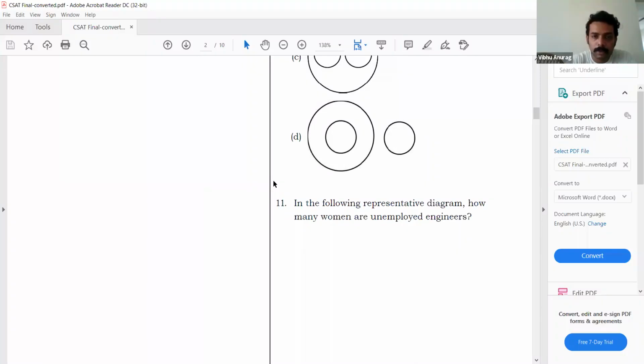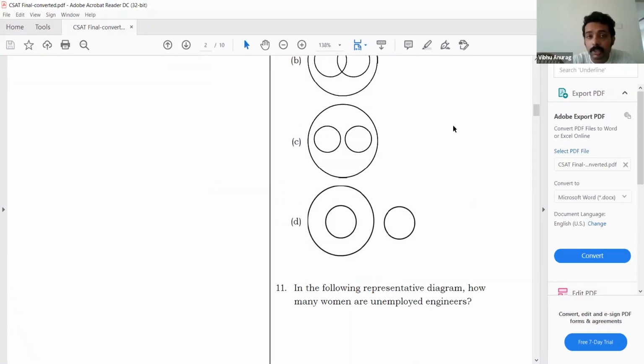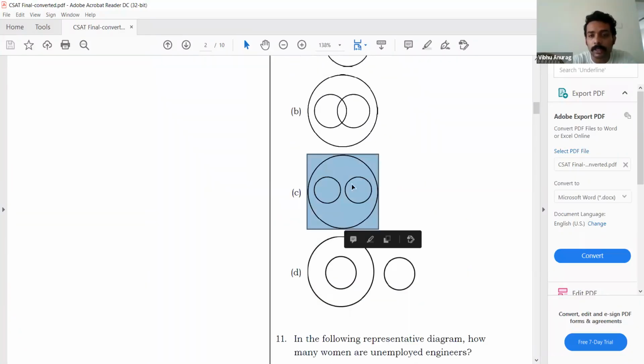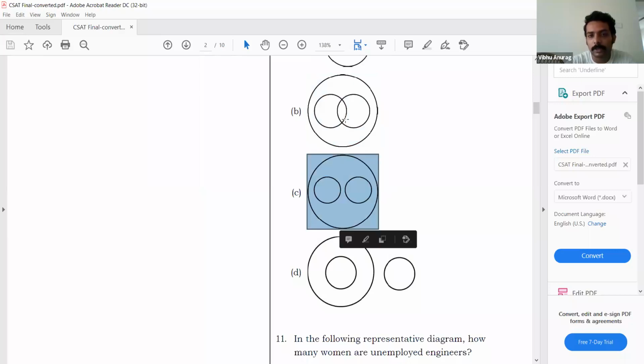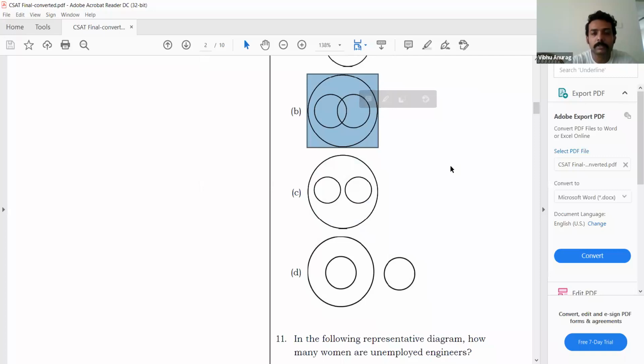Okay, sounds good. Question 11. C option is wrong because according to C, mothers and widows are separate people. But that's not necessarily true. A mother can be a widow and a widow can be a mother. So these are possibilities which are covered by B, which are ignored by C. So B is the correct answer and not C. Got it?